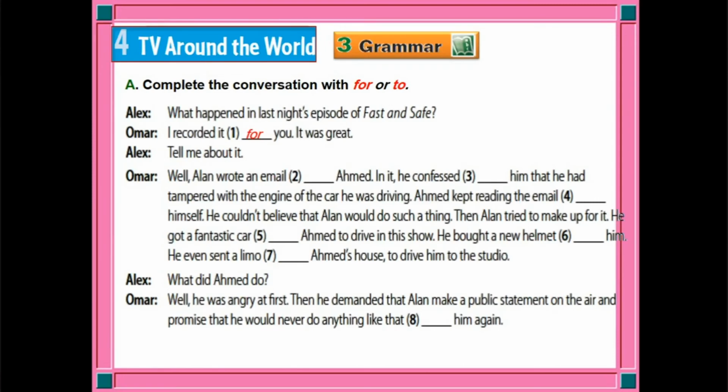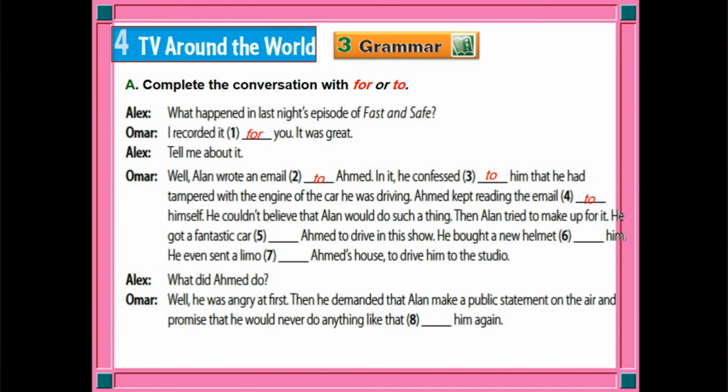Omar, well, Alan wrote an email to Ahmed or for Ahmed? Perfect, to Ahmed. In it, he confessed to him that he had tampered with the engine of the car he was driving. Ahmed kept reading the email to himself. He couldn't believe that Alan would do such a thing. Then Alan tried to make up for it. He got a fantastic car.